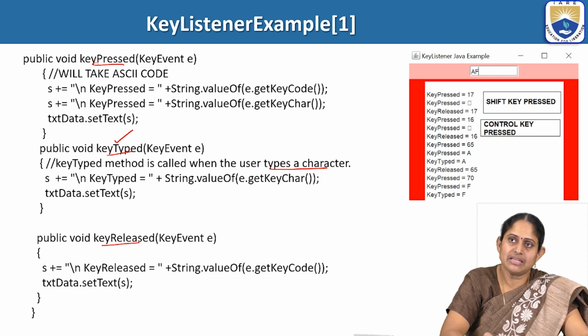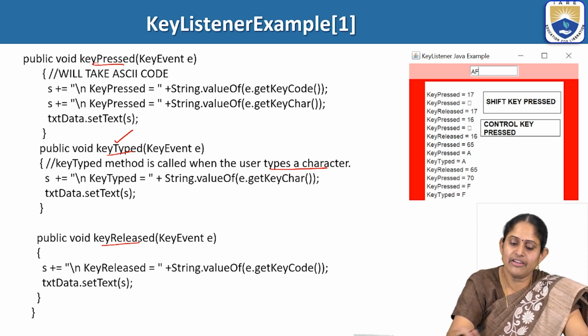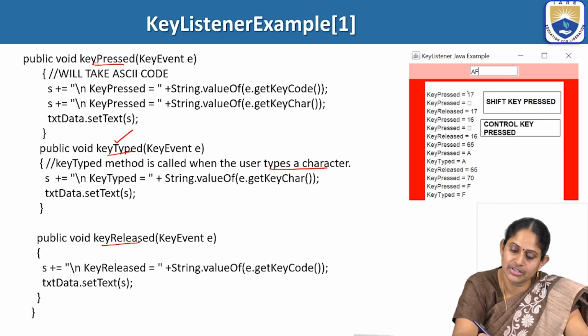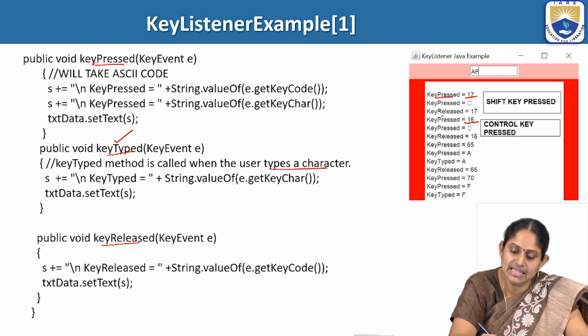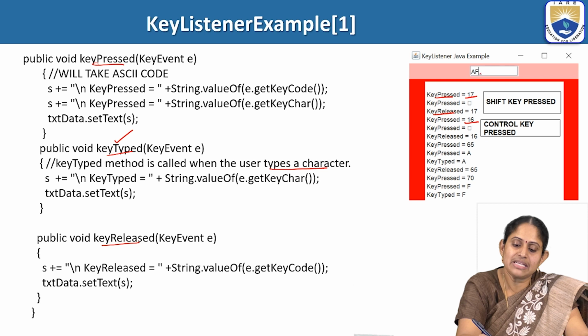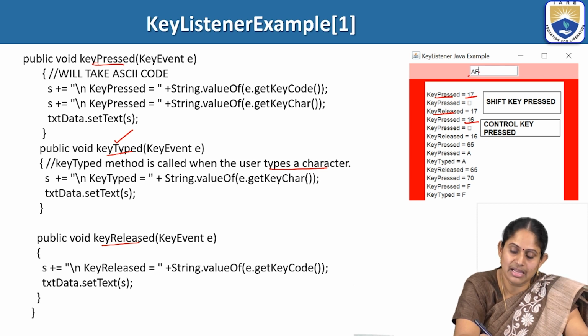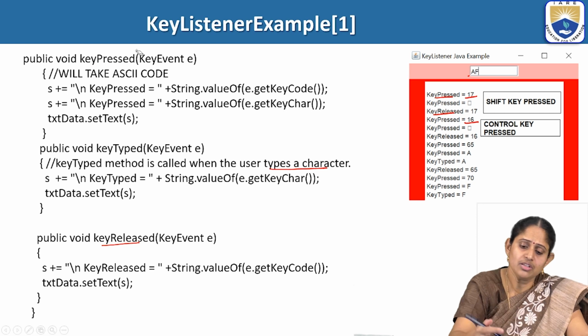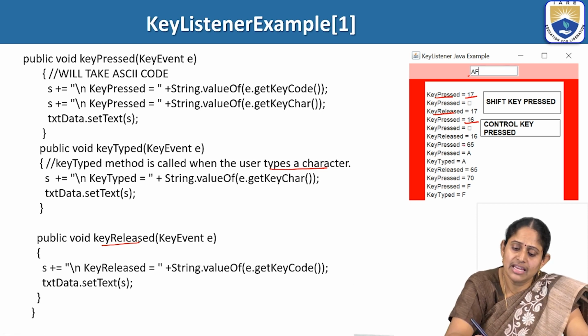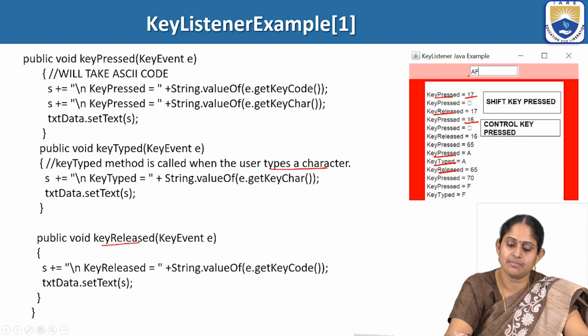Now, whenever we press a key, in this example I have pressed 4 keys. The first key pressed was the shift key, and the second was the control key. For those keys, only the key pressed and key released methods will be invoked. But when we press any character, key typed is also invoked. So when I pressed A and F, it invoked the key pressed, key typed and key released methods.